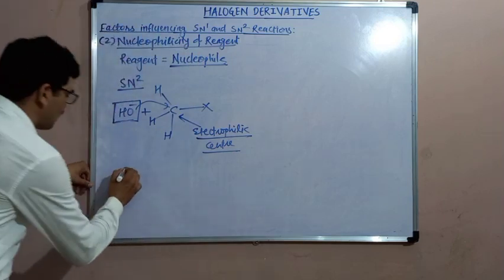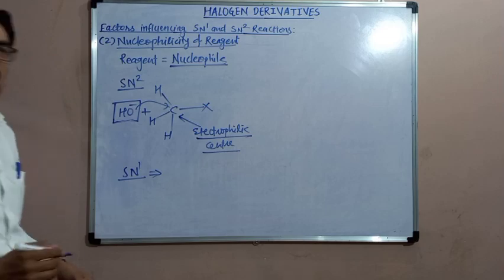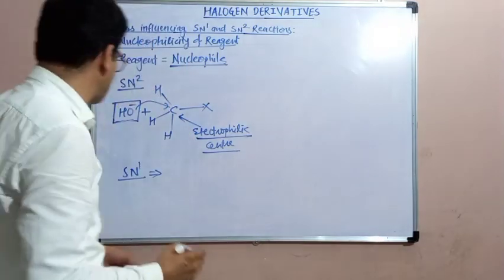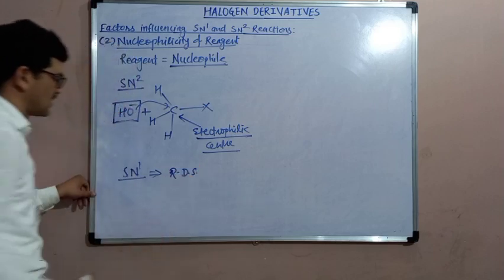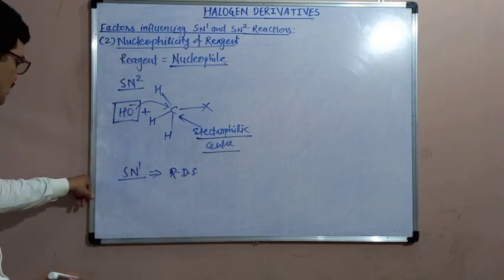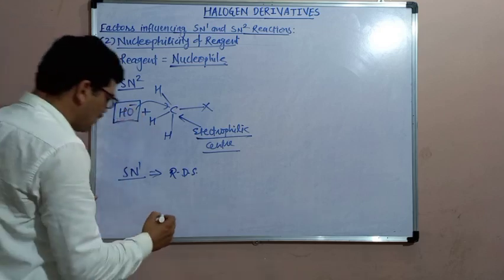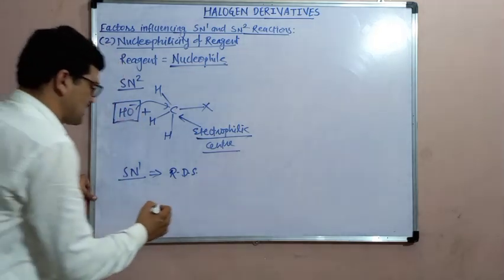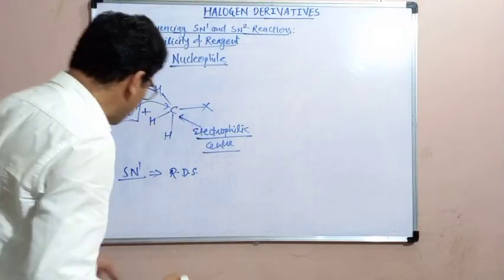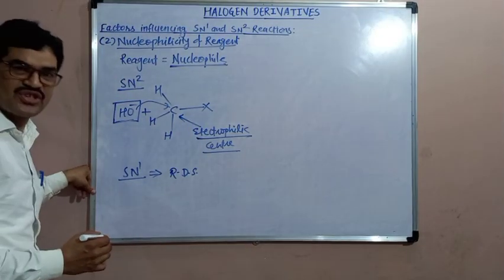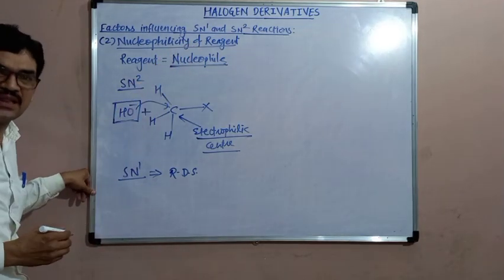But in case of SN1, the nucleophile is not involved in the rate determining step. In the RDS of the reaction, there is no involvement of the nucleophile, no involvement of the reagent. We have already studied that in the SN1 reaction, in the RDS, only the alkyl halide, that is only the substrate, takes part. The nucleophile or the reagent doesn't take part in the RDS.